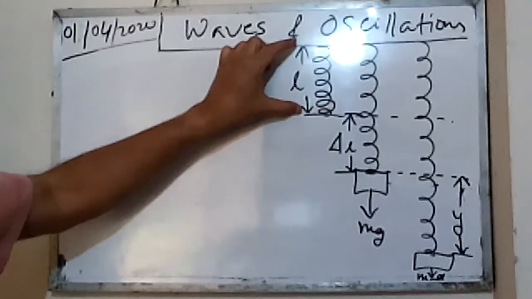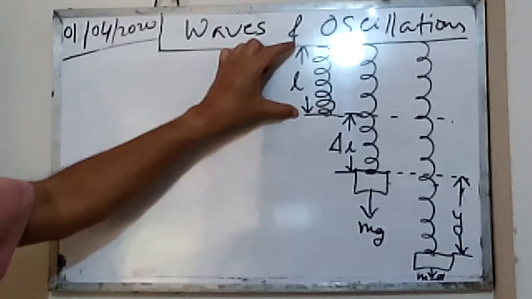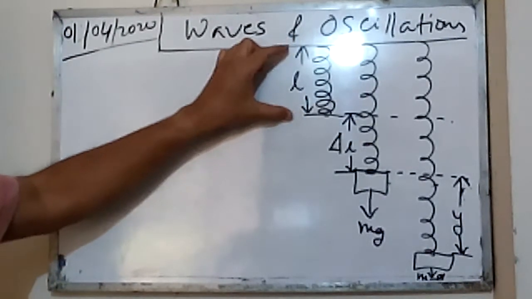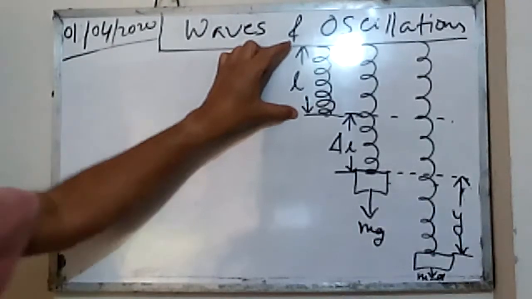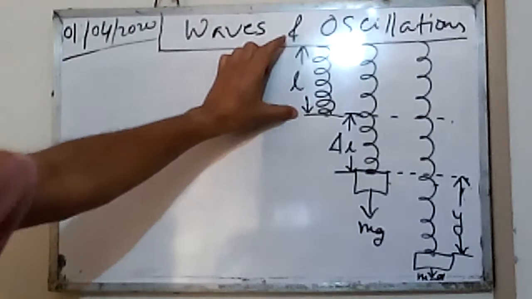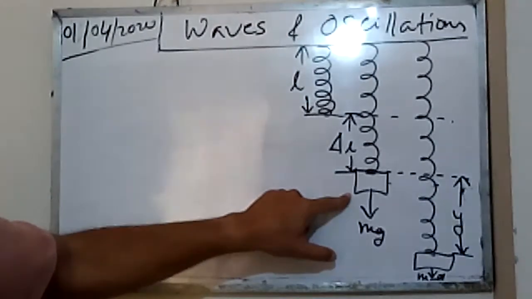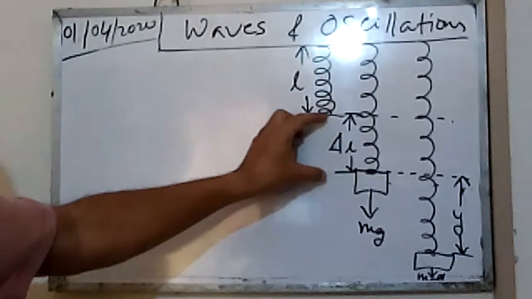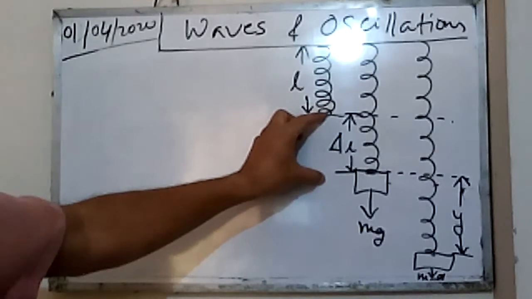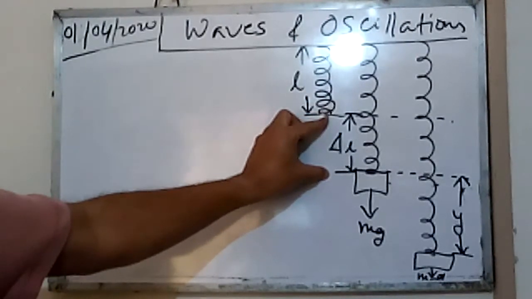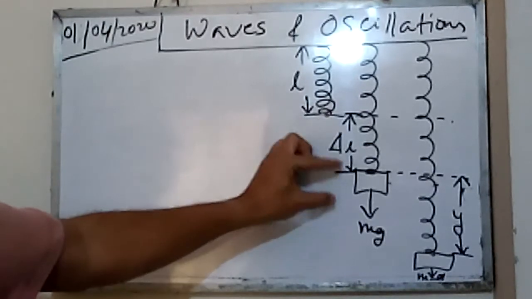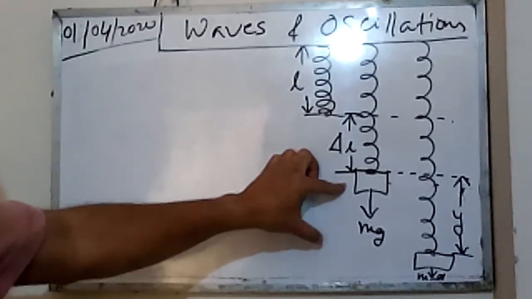This is the initial length of a spring, L. L is the initial length of the spring without any load, and after loading, the extension of this spring is del L. Del L is the extension of the spring after loading mg.